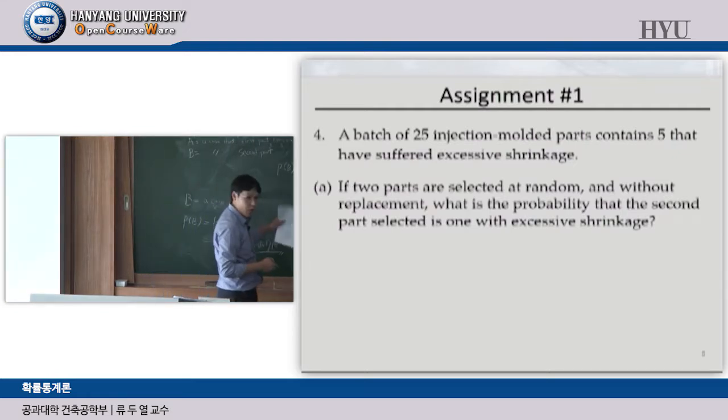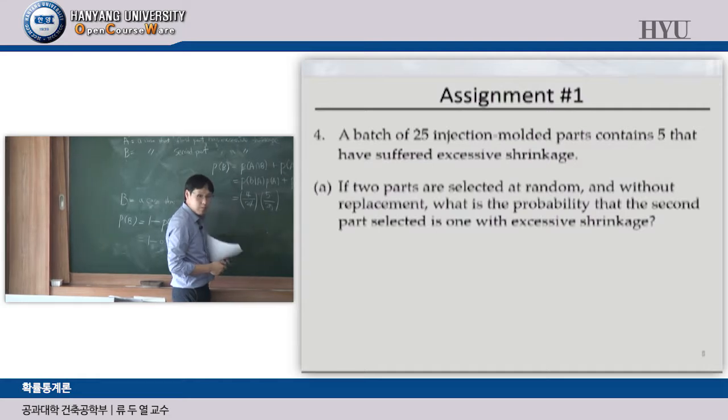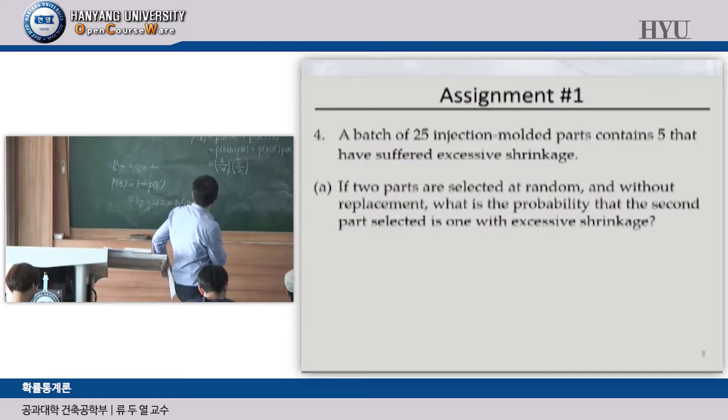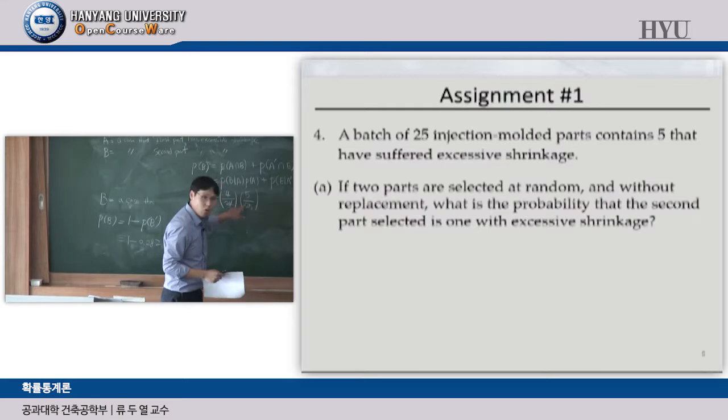And what is the probability of A? There will be 5 over 25, right? Because A indicates the case that the first part has excessive shrinkage, and we have a total of 25 parts, and among them, 5 parts have suffered excessive shrinkage. So the probability of A will be 5 over 25, right?